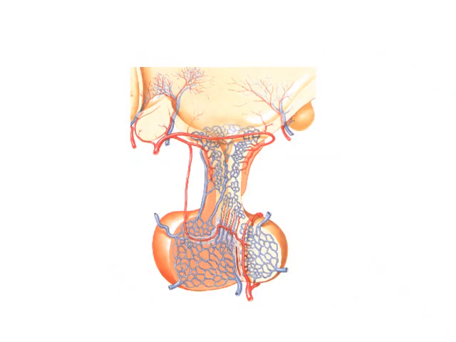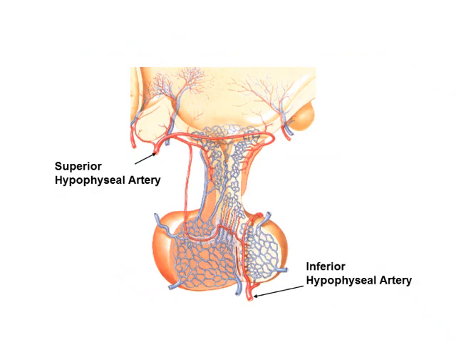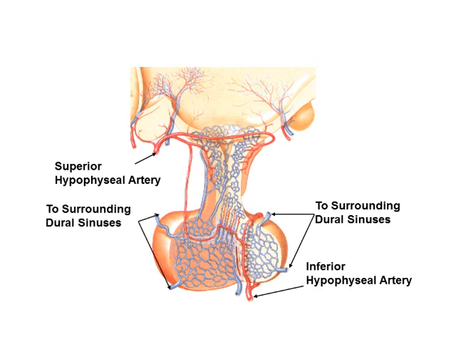Blood supply of the pituitary gland. This gland is supplied by two arteries. The first artery is called the superior hypophyseal artery, and the second is called the inferior hypophyseal artery. Both arteries are branches of the internal carotid artery. Their venous drainage is into the surrounding dural sinuses, which are the cavernous and intercavernous sinuses.